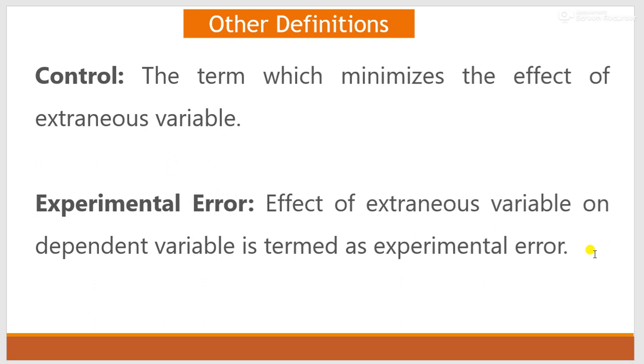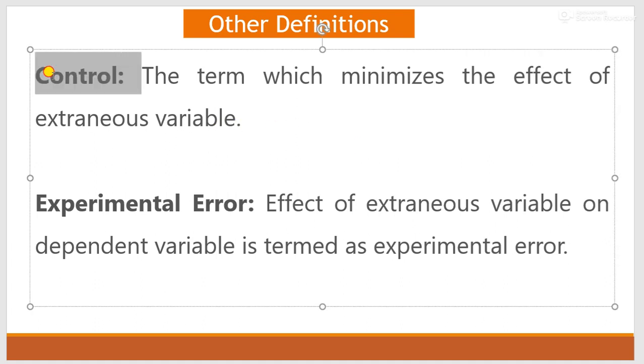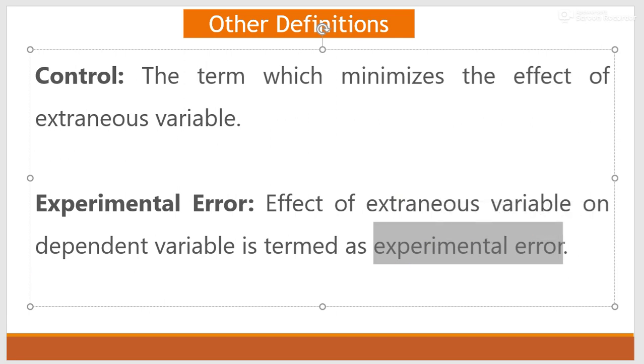So in our previous slide we have seen that extraneous variables are not part of the study but they affect the dependent variable. So to minimize the effect of extraneous variables you can use control. That's why the control group is used in any experiment to minimize the effect of extraneous variables. And the effect of extraneous variables is termed experimental error.